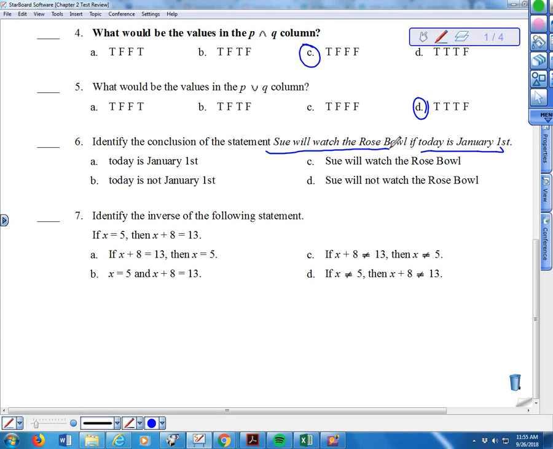Okay, so just because it's first doesn't mean it can't be the conclusion. You're looking for the if. Hypothesis always follows the word if. So Sue will watch the Rose Bowl is the conclusion.